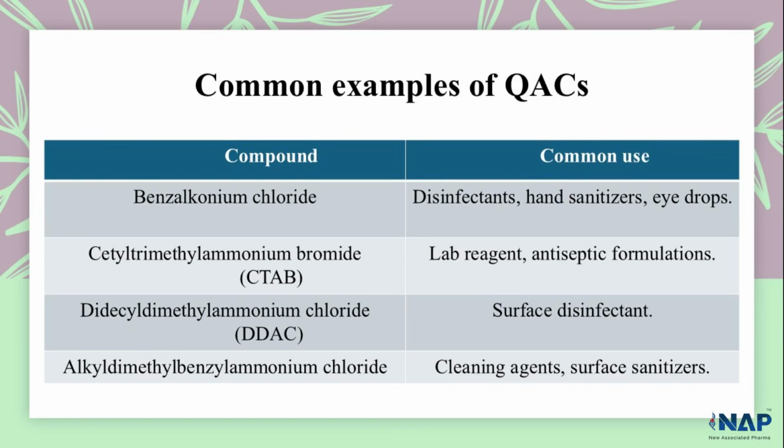Several common examples of QACs are routinely used in healthcare and laboratory settings. Benzalkonium chloride is widely used in disinfectants, hand sanitizers, and even in certain eye drops. Cetyltrimethylammonium bromide is commonly used as a laboratory reagent and in some antiseptic formulations. Didecyldimethylammonium chloride is frequently used as a surface disinfectant. Alkyl dimethylbenzylammonium chloride is another commonly used compound found in cleaning agents and surface sanitizers. Each of these compounds works on the same fundamental principle of membrane disruption.